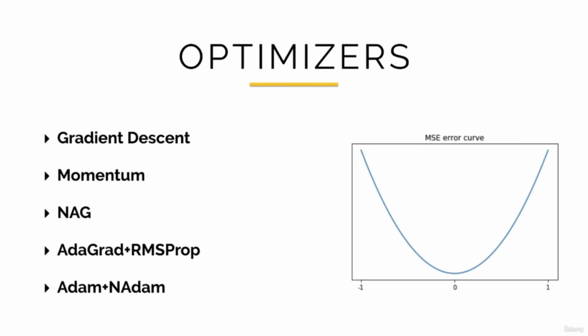So here we're going to cover the different types of optimizers. We're going to start with gradient descent, which is something that we also used before. We're going to look at momentum, then NAG, Adagrad, and RMSprop, and finally Adam as well as Nadam.